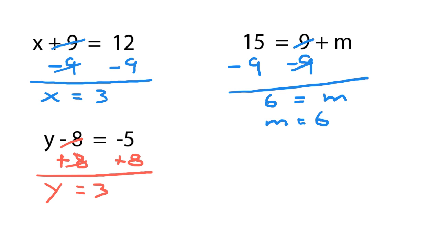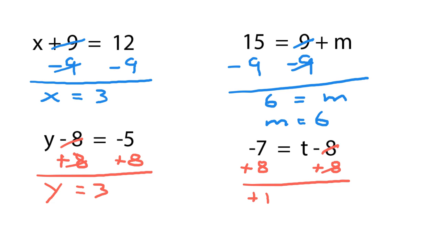Let me try one more for you. Here we have negative 7 equals t subtract 8. I'm going to start on this side, and the opposite of subtracting is adding. So I'm going to add 8 on this side, and therefore I have to add 8 on this side. These 8s are canceled out, and I can now rewrite this as positive 1 equals t. And I would typically rewrite that as t equals 1.